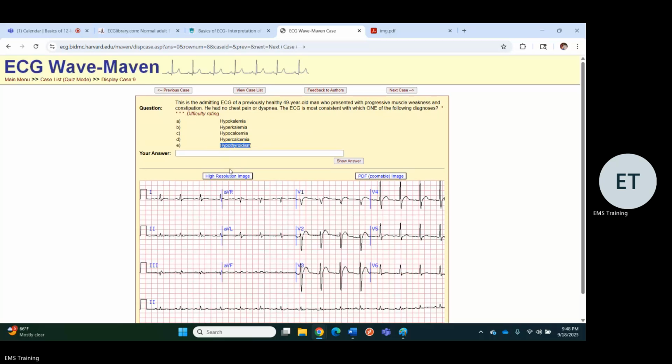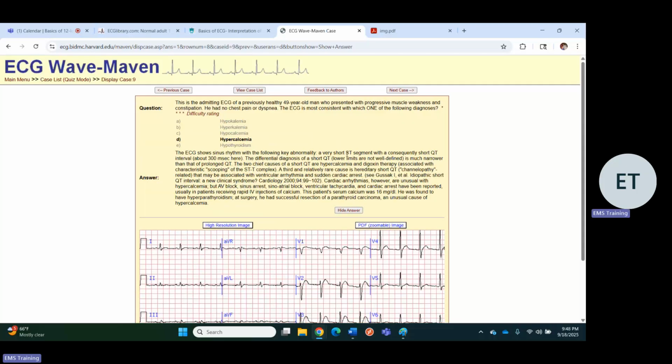Hypercalcemia. There's a normal PR interval. There is a shortened QT. Usually with calcium issues, you do see QT changes more than with potassium issues. So I'm on the calcium fence now. Hypercalcemia specifically will cause weakness compared to hypocalcemia. I'm going to say D. Honestly, I give myself a 30% chance that that's correct.